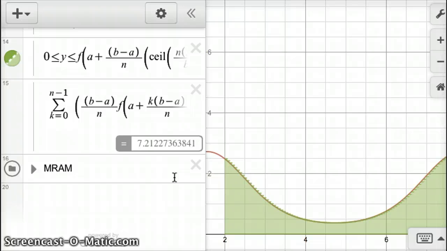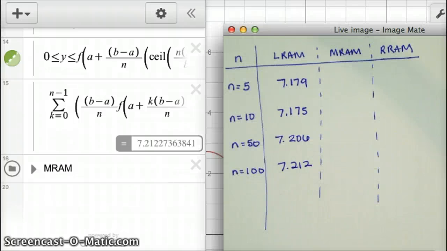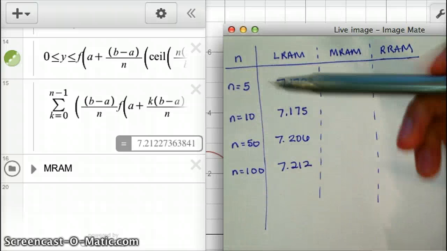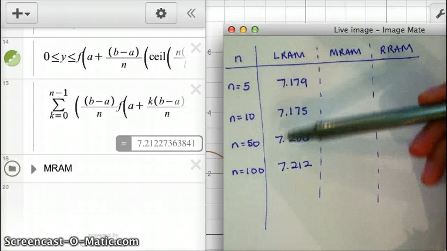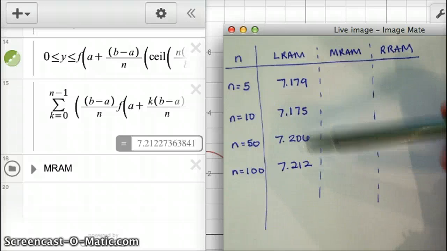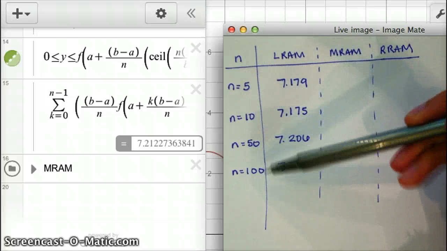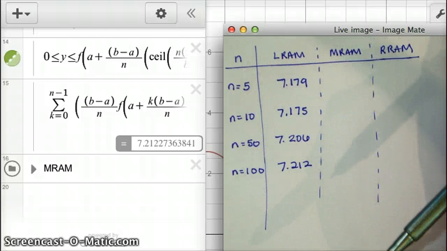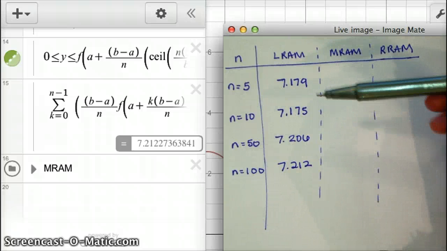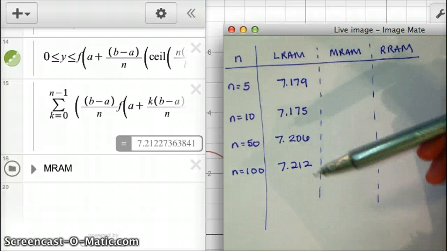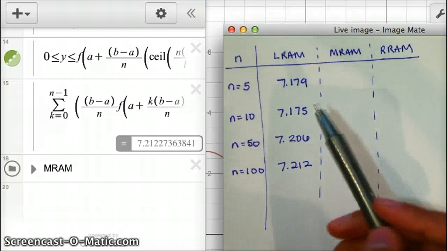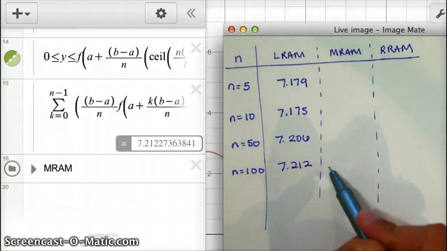So looking at the table of values that you've just recorded, what can we say about the accuracy of my approximation as n gets larger? Exactly, we would say that the accuracy increases. So if I had to estimate, the best estimate so far would be 7.212.